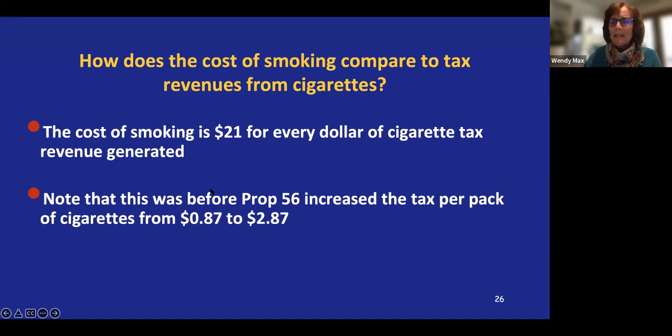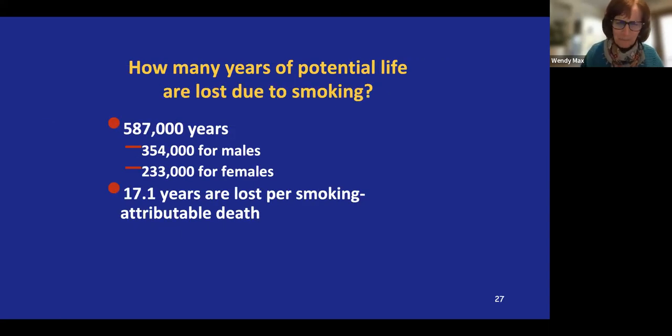But certainly this kind of information is helpful in convincing people that we can increase the tax per pack of cigarettes. Look at what the cost is. It's many, many times the tax revenue generated, and there's still room to use that justification to increase the tax per pack of cigarettes. Though I don't think we'll do it for a while, having just implemented a very large increase with Prop 56.